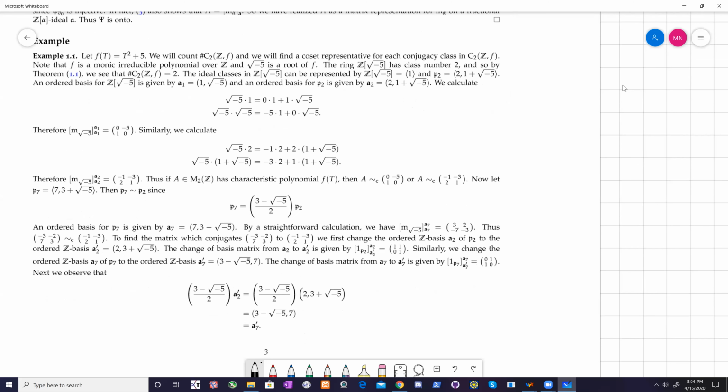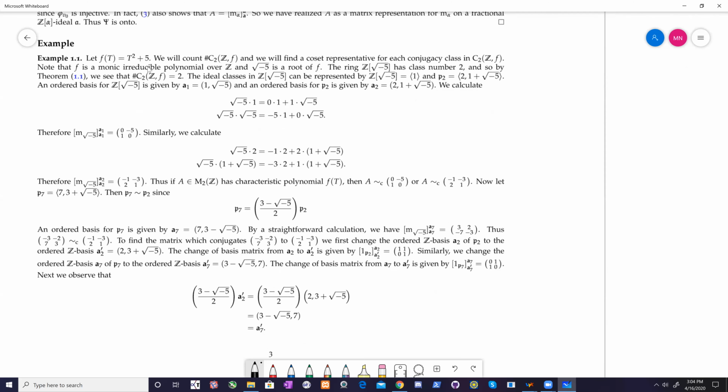Know that f is a monic irreducible polynomial over Z, and square root of negative 5 is a root. So we can apply the previous theorem that we just proved. The ring Z[sqrt(-5)] has class number 2, which means that's going to be the size of CL of Z[alpha]. That's what we mean by class number. So there are precisely two Z[sqrt(-5)] ideal classes.